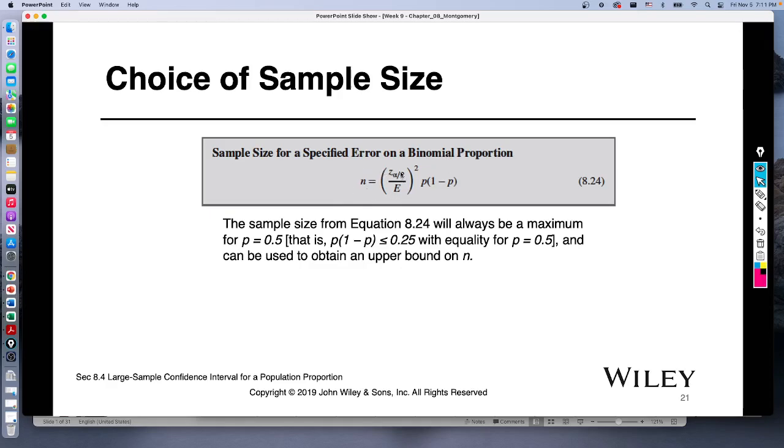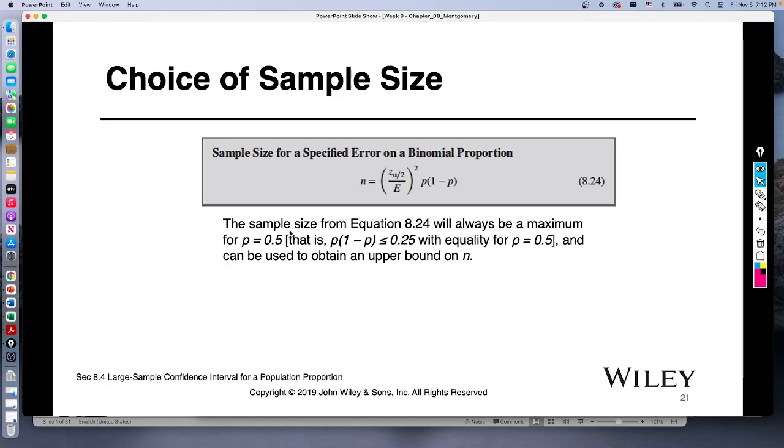the sample be? Well, we take our z again, and if we're doing 95% two-tailed, that's 1.96 divided by the error that we're willing to accept. We square that, and then you take your proportions, multiply them together, the p, 1 minus p, so this is the probability of a success times the probability of a failure, and that will tell you the sample size you need.